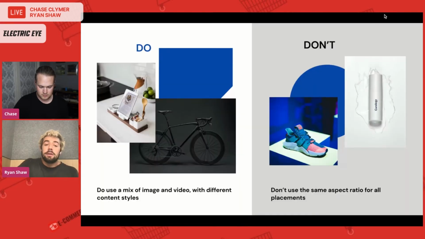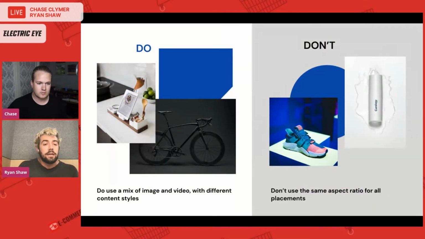Next thing, do use a mix of image and video with different content styles. The biggest thing here is you don't want to use only product flat lay imagery, and you don't want to necessarily use only lifestyle imagery. Different people in your audience might respond to different things. If you've done some A/B testing already and you've figured out that they really respond well to product flat lays, or they really respond well to lifestyle imagery, or really emotive and emotional video content, then great. But you should trial and you should A/B test all of those things out.